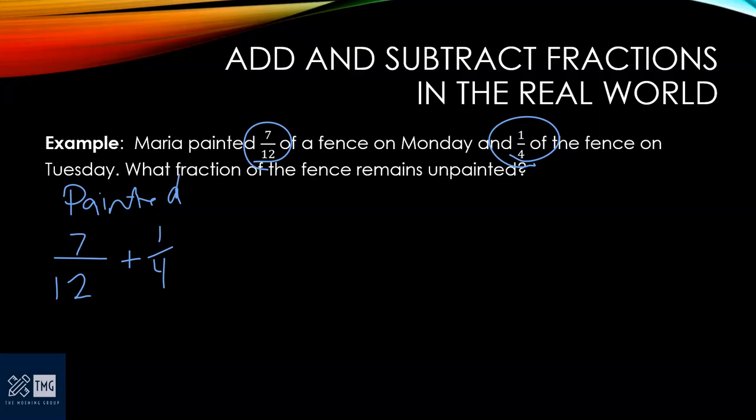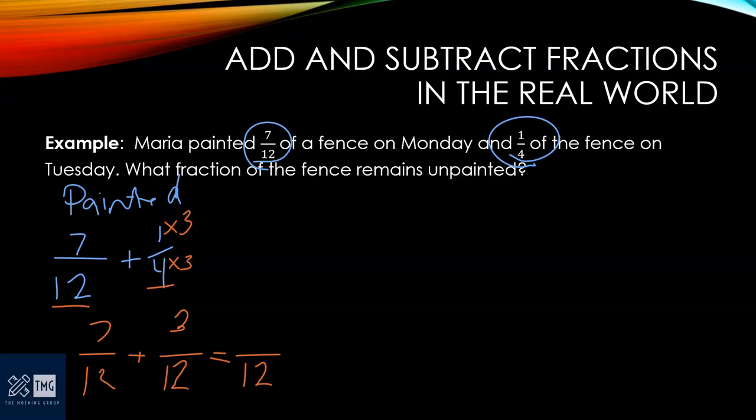So if I want to add those fractions together, I know I need common denominators. And 12 and 4, well, my common denominator will be 12. So my first fraction doesn't change at all. My second fraction, well, 4 times 3 gave me 12, so 1 times 3 gives me a numerator of 3. The denominator stays the same, 7 plus 3 is 10. If I simplify that, 10 and 12 are both divisible by 2, and I end up with 5/6. So the fence is 5/6 painted.